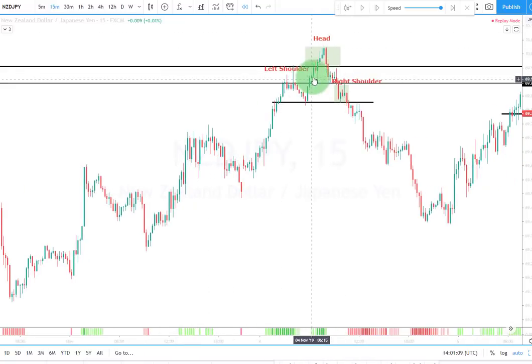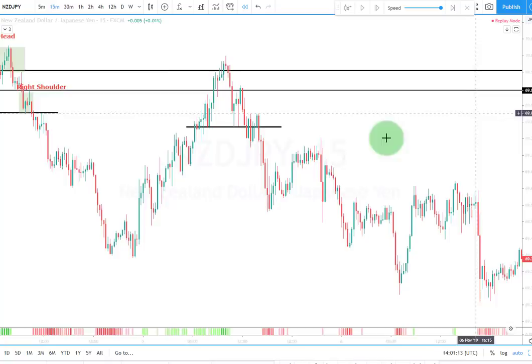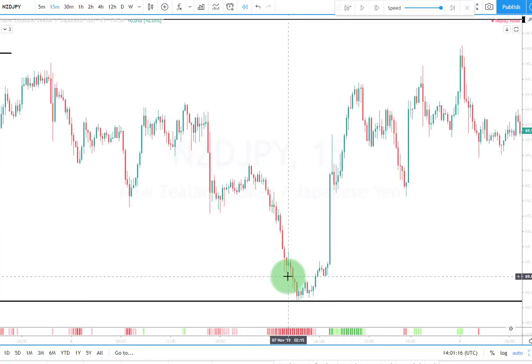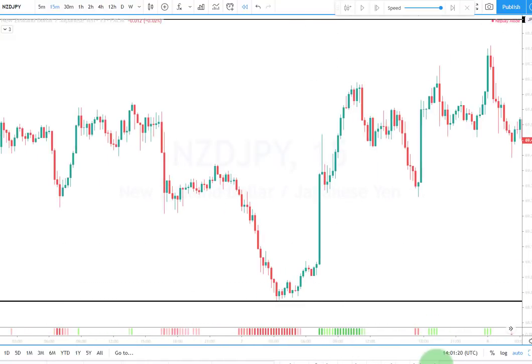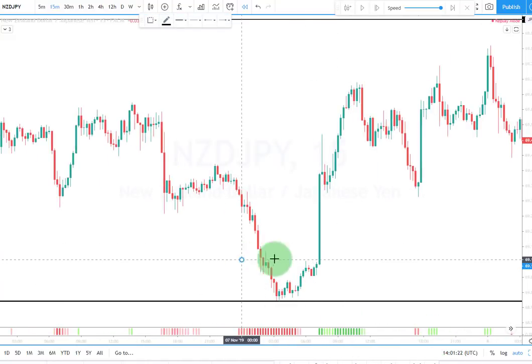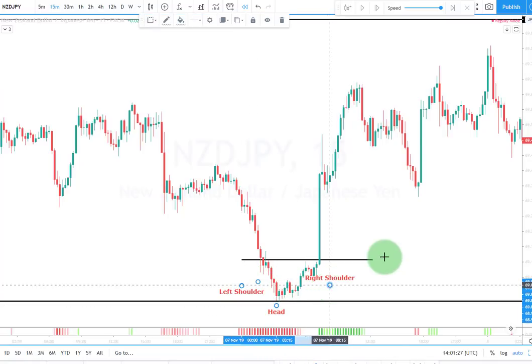Here you have the real fake out above the complete highs. Here you have a fake out. You can see the market moves back into the support level that we identified here. And you can see we have another very tiny head and shoulders, but regardless, we have an inverted head and shoulders. Left shoulder, head, right shoulder.